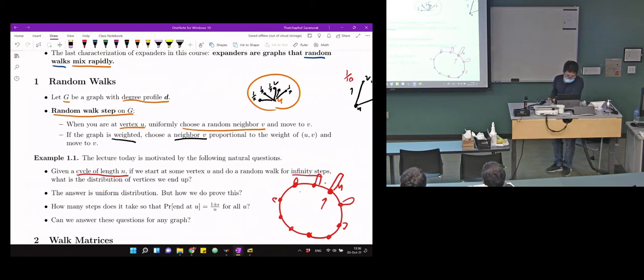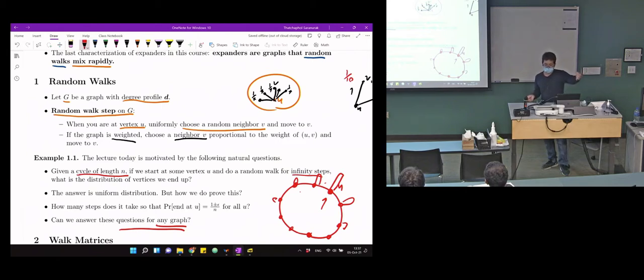We can also ask, we know that it should converge to a uniform distribution, but how fast is it the case that we can say that after this many steps, the distribution is close to uniform? That's what we want to understand, and we will see that there are nice applications from this. Actually, we will try to answer this for every graph. What is the distribution after we do random walk steps on any graph?